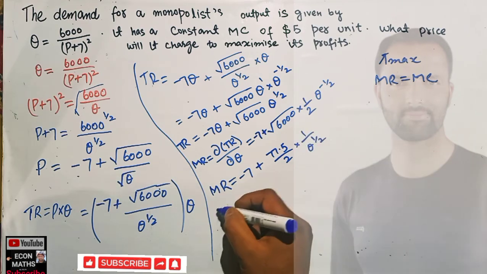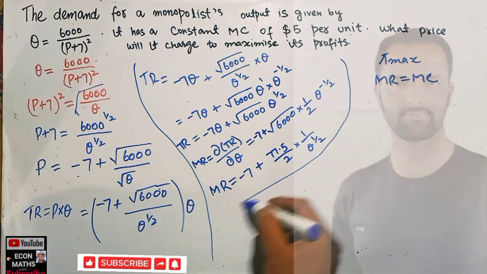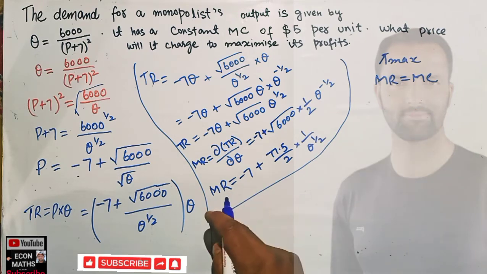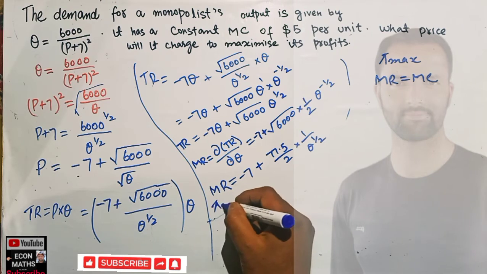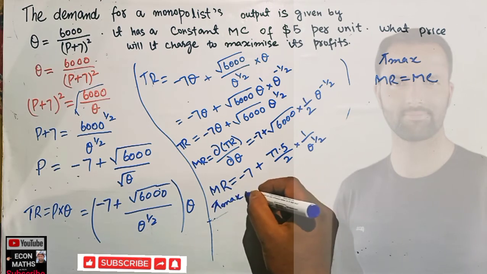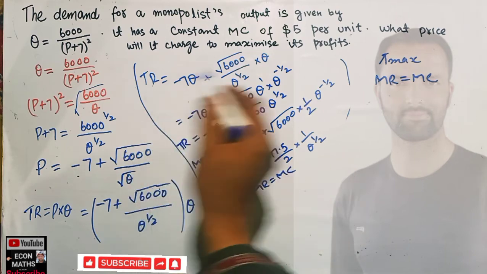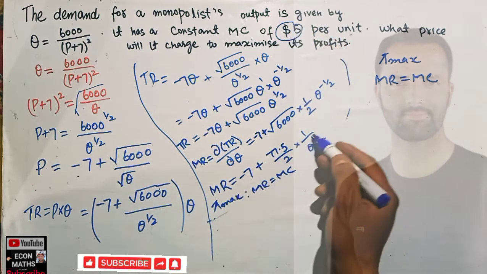Okay, now profit maximization condition requires marginal revenue should be equal to marginal cost. So this is our marginal revenue. Let me write it here. So profit maximization requires marginal revenue should be equal to marginal cost. What is our marginal cost? Marginal cost is being given as $5. This is our marginal revenue.